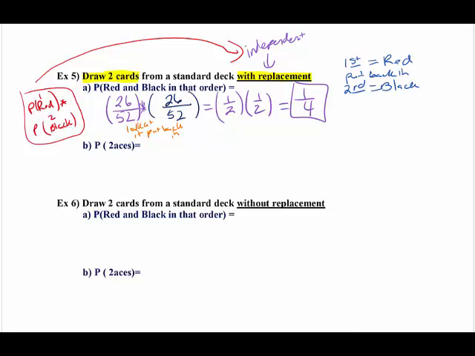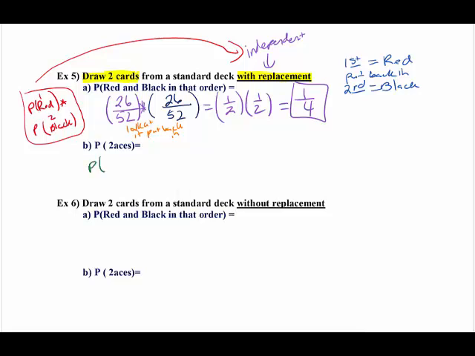So going to my second one, I am saying I drew two cards. I want the probability that the first one's an ace. I look at it. I put it back in the deck. The second card I pick is an ace. So these are independent because it's with replacement.